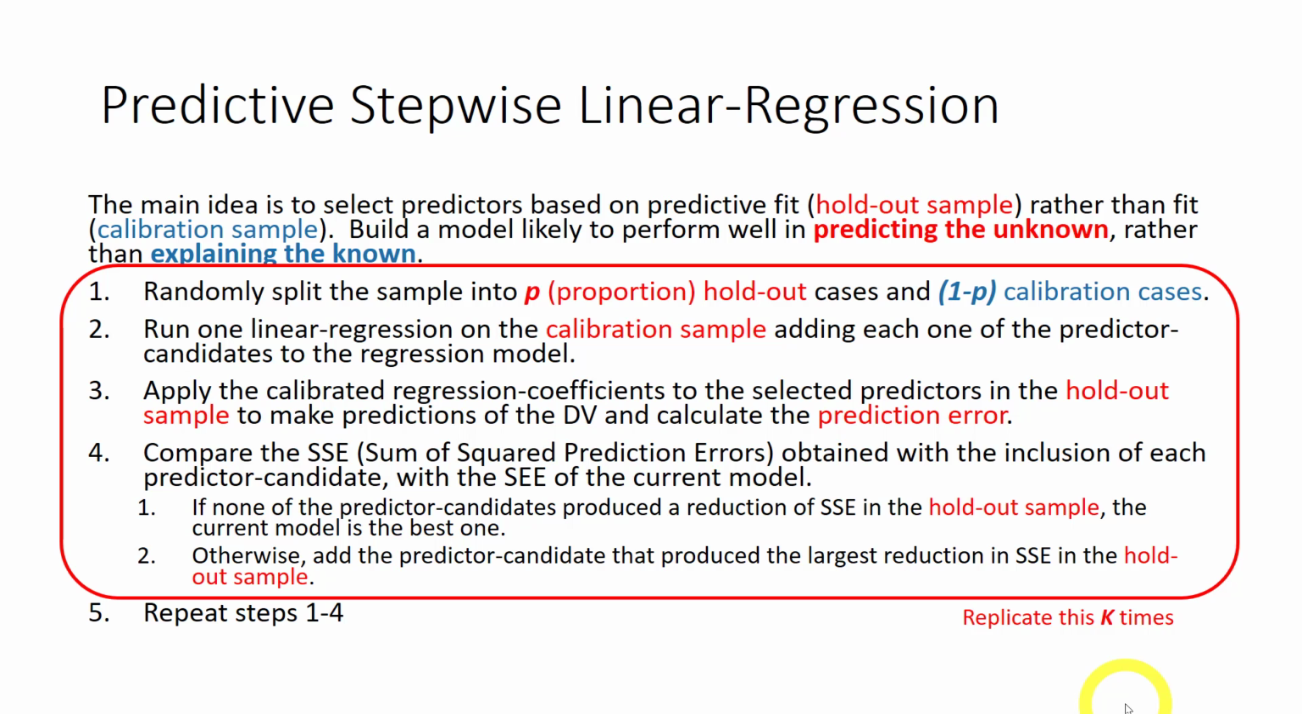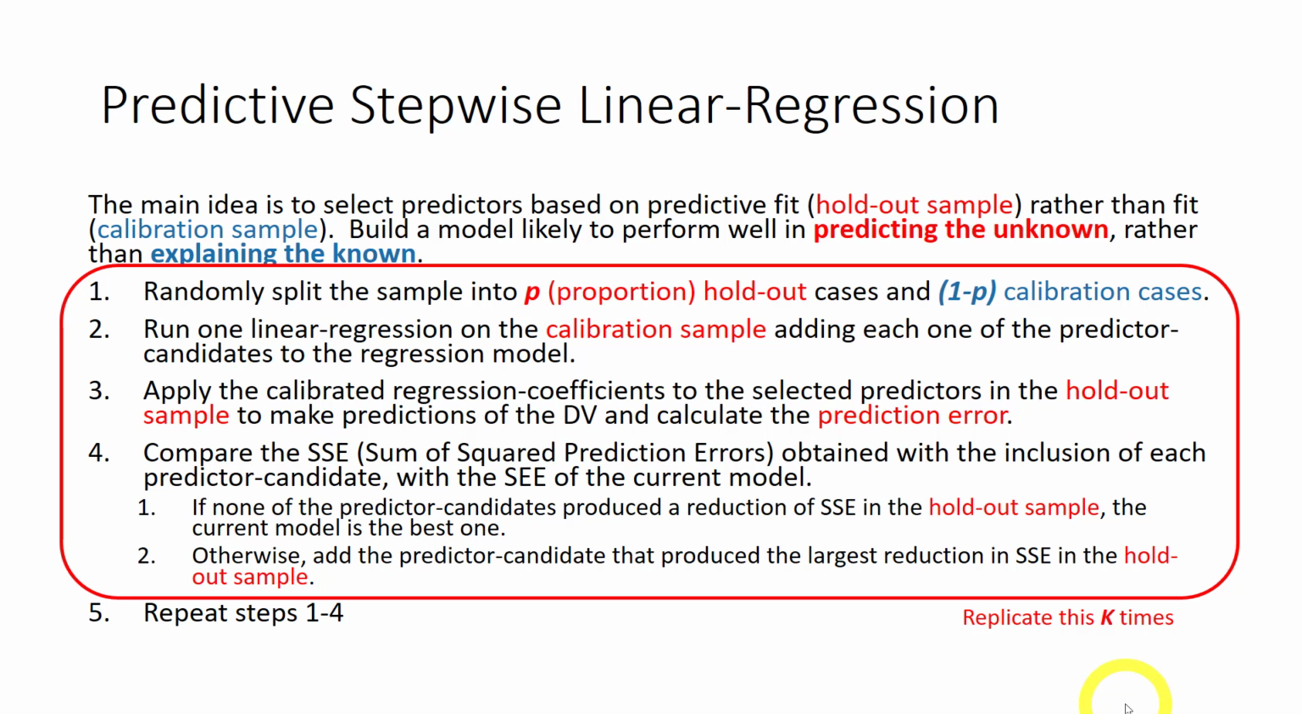If not, we now add the predictor candidate that produces the largest reduction in sum of squared prediction errors. And keep repeating and do this k times and repeat this process from steps 1 to 4 until the process cannot find any additional predictor. And that's pretty much how the predictive stepwise linear regression model works.